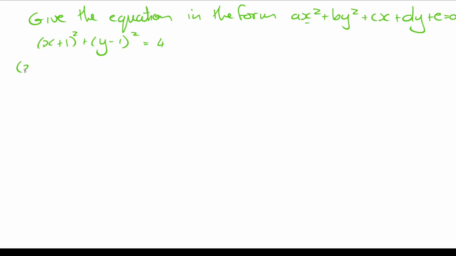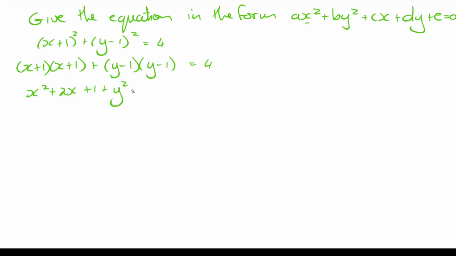So let's do that. X plus 1 squared plus y minus 1 squared equals 4. You can simplify this however you want to, whatever you're comfortable with. So go ahead and do that, and then just check if you end up where I end up. I end up at x squared plus 2x plus 1 plus y squared minus 2y plus 1 equals 4.